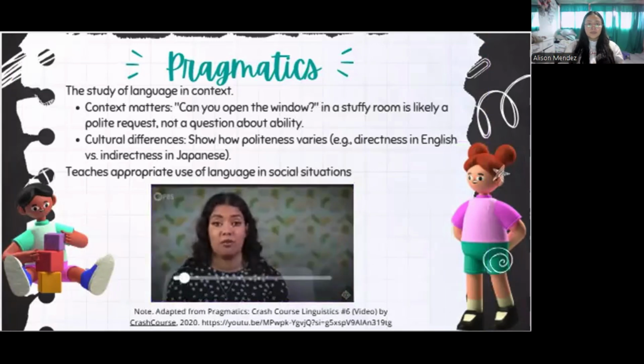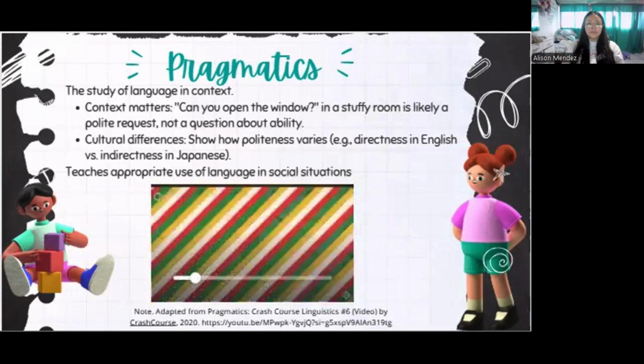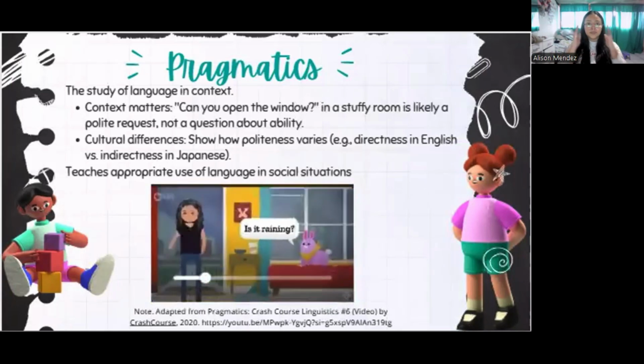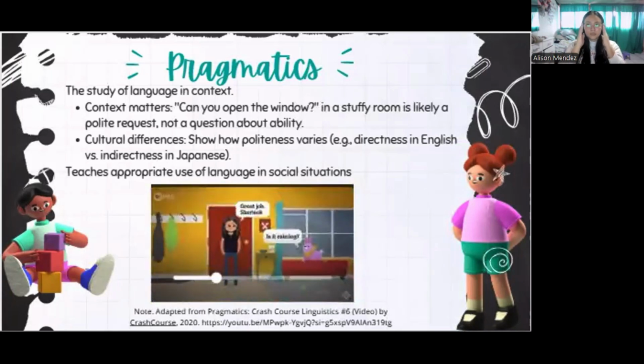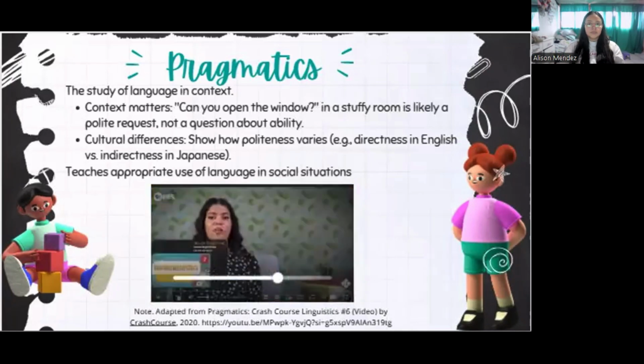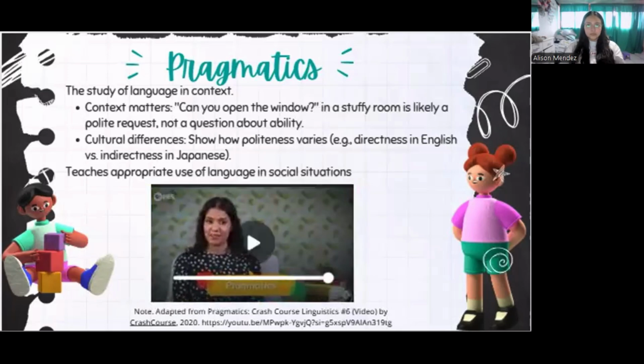Sometimes we don't say exactly what we mean, and yet we still manage to understand each other. If you ask, is it raining, when I come inside soaking wet, and I say, great job, Sherlock, you'll probably assume that I'm being sarcastic rather than giving you a compliment. Or if you ask me, can you close the window? I'll probably interpret your question as a polite request rather than a question about my physical ability. The reason we can figure out what's going on is because we don't just look at words and sentences for meaning. We also look at context. The area of linguistics that puts meaning into context is called pragmatics.